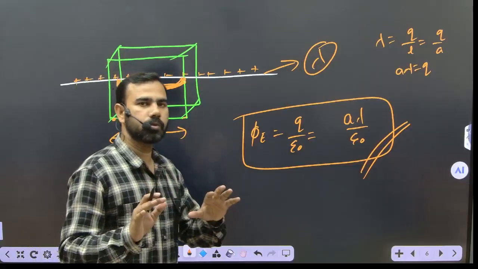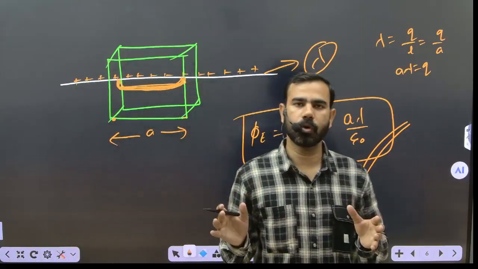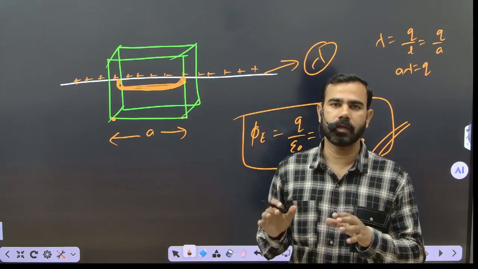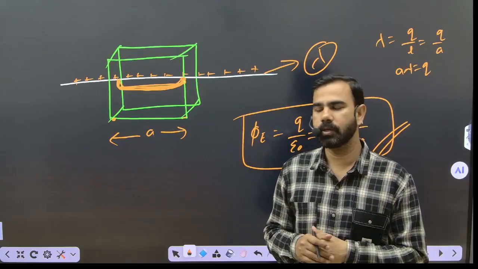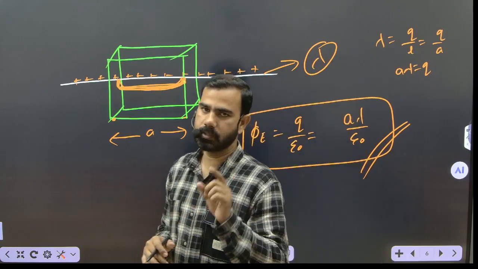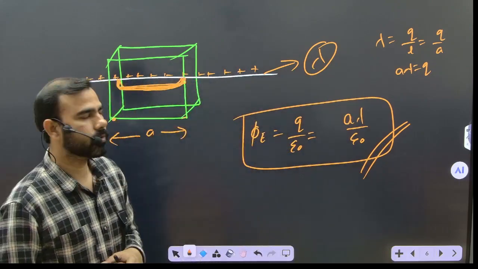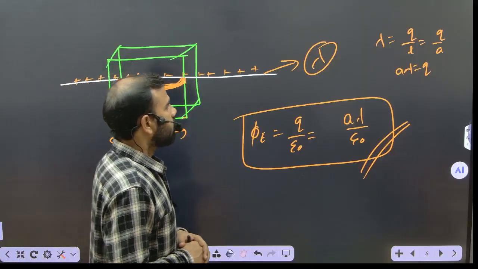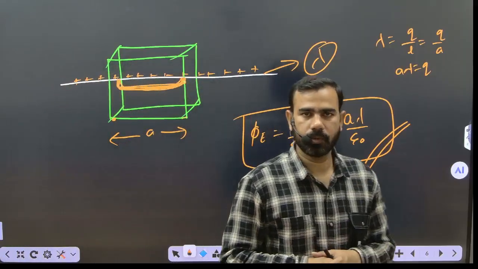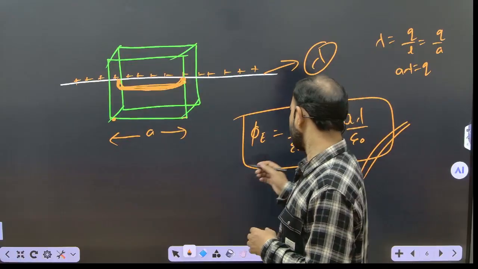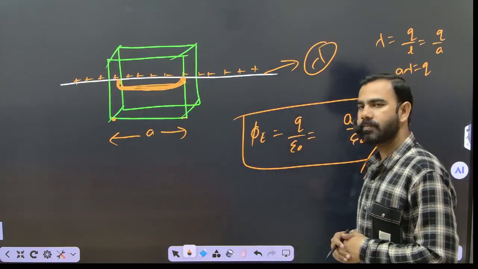So the final conclusion from Gauss law is that it is valid only for a closed surface. It can be any surface, but it should be a closed surface. The same electric flux will come out through any such surface, which is equal to Q divided by epsilon naught.